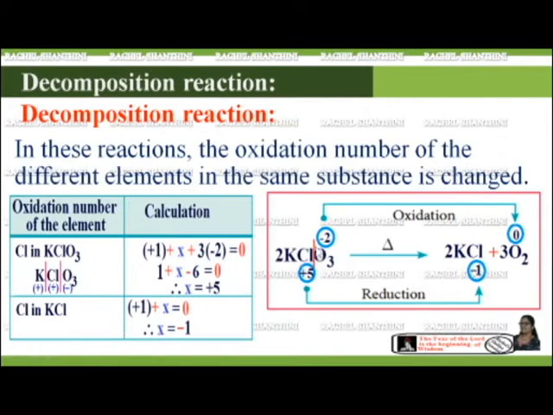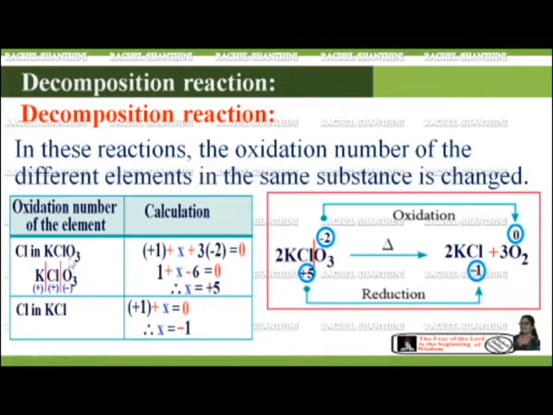In this reaction, the oxidation number of chlorine changes from +5 to -1. And when you note down the oxidation number of oxygen, it changes from -2 to 0. So in this reaction, the oxidation number of different elements in the same substance is changed. But here there is no change in the oxidation number of potassium in potassium chlorate.